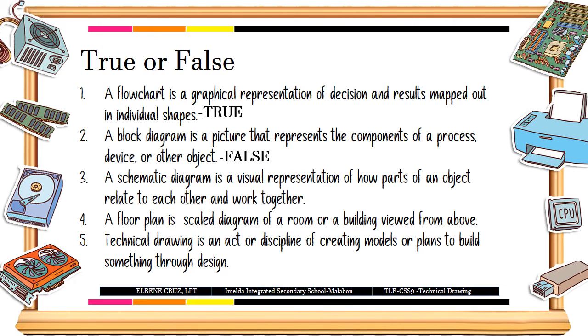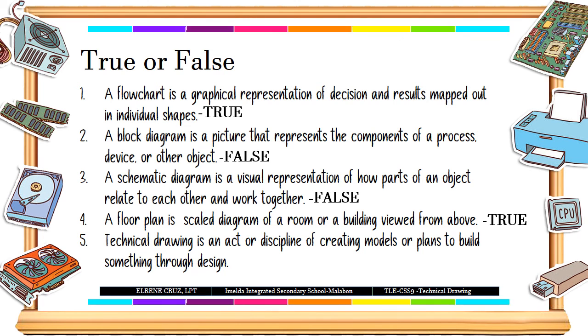Number 3. A schematic diagram is a visual representation of how parts of an object relate to each other and work together. The answer is false. Number 4. A floor plan is a scale diagram of a room or a building viewed from above. The answer is true. Number 5. Technical drawing is an act or discipline of creating models or plans to build something through design. The answer is true.